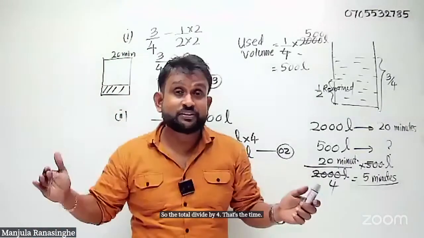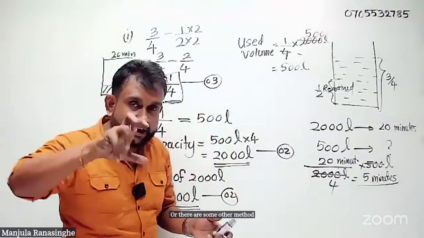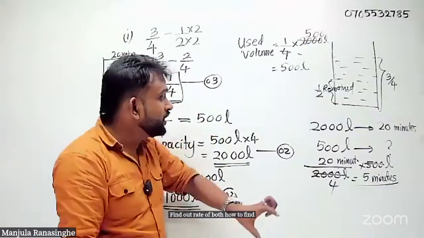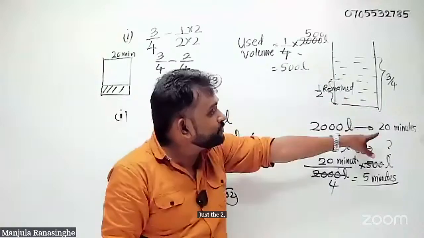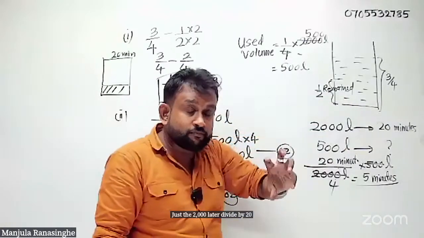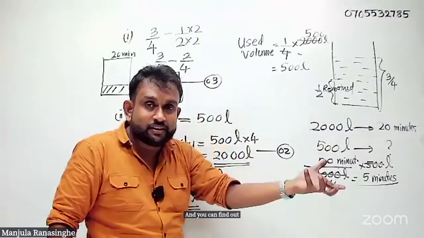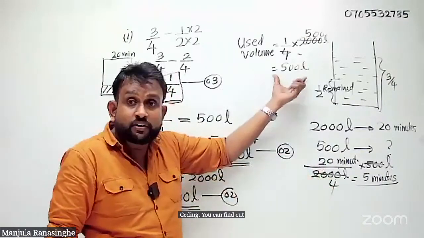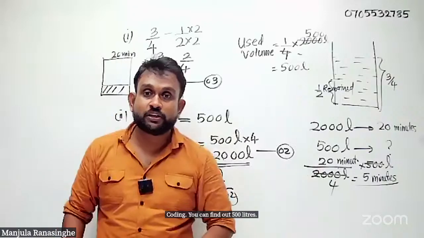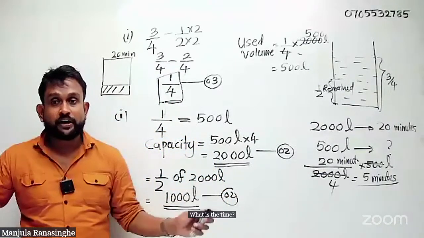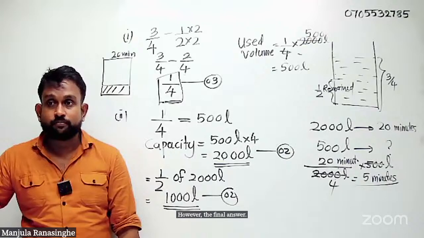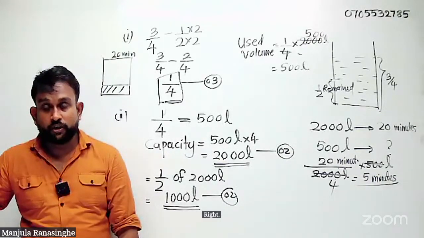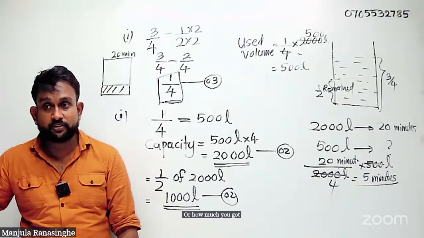Or there are some other methods, like you can find out the rate of water flow. How to find the rate of water flow? Just 2000 liters divided by 20 minutes. Then you can find out per minute what's the filling in liters. Accordingly, you can find out to fill 500 liters, what is the time taken. However, the final answer would be the same. Right. So how much you got for the first question, you can drop a message.